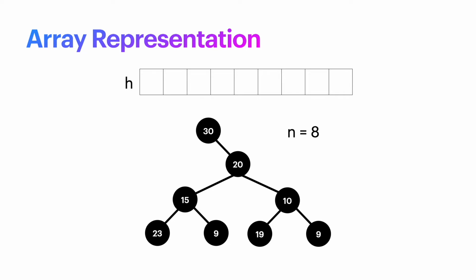Then, once we have the array, we can place all of the nodes into the array in the same order that we would do a breadth-first search. And here's the values for the order we would reach the nodes doing a breadth-first search.